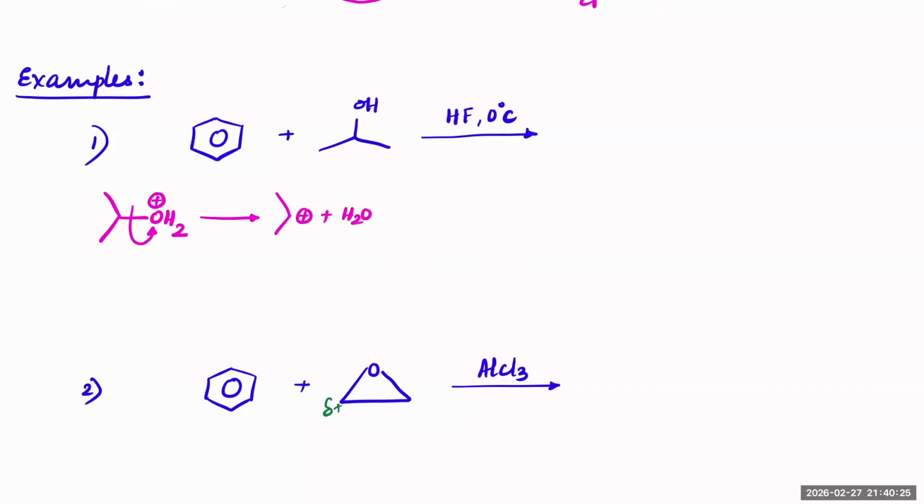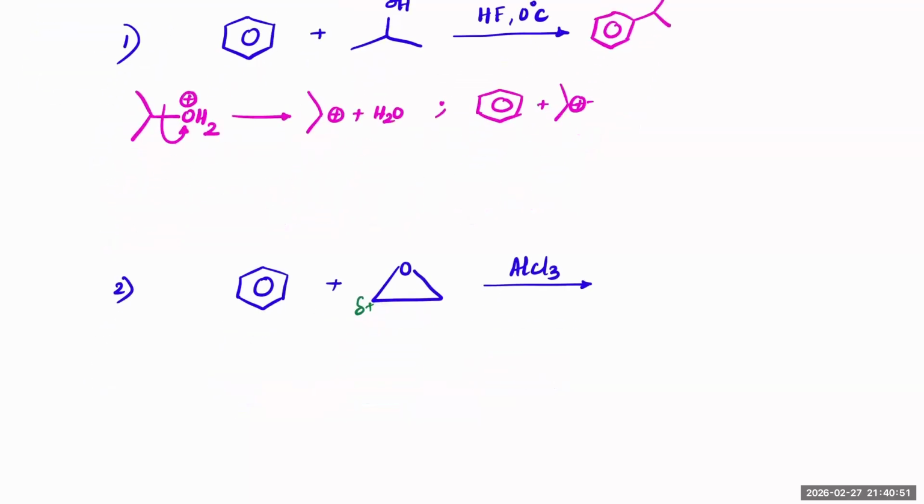Now listen up again. Because I am using HF at 0 degrees, you will not have sufficient fluoride ion to attack here. And that's the reason why benzene has the leverage to attack the carbocation here. And therefore, you end up getting the product as cumene here. Correct? So this is another alternative method of making an alkyl substitution.